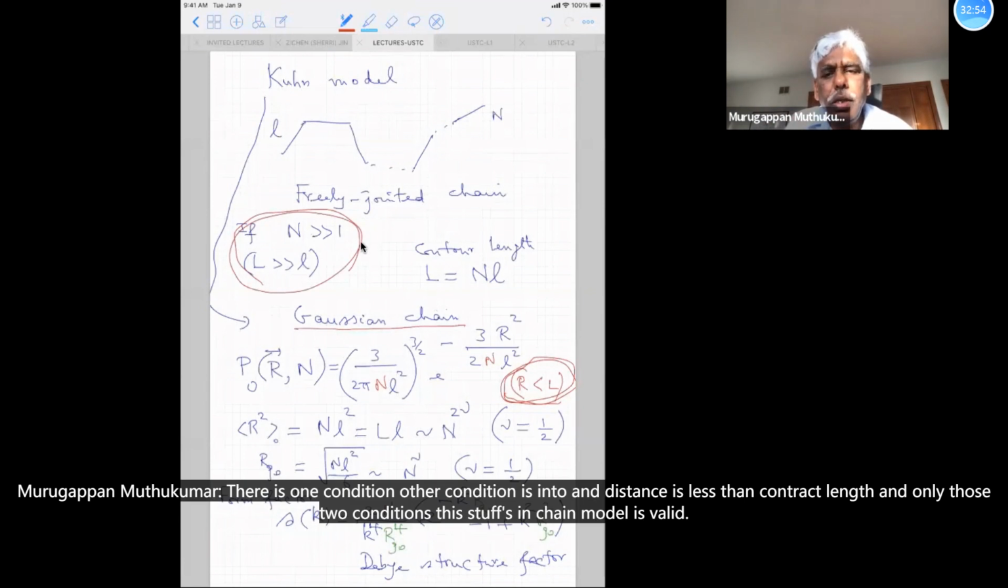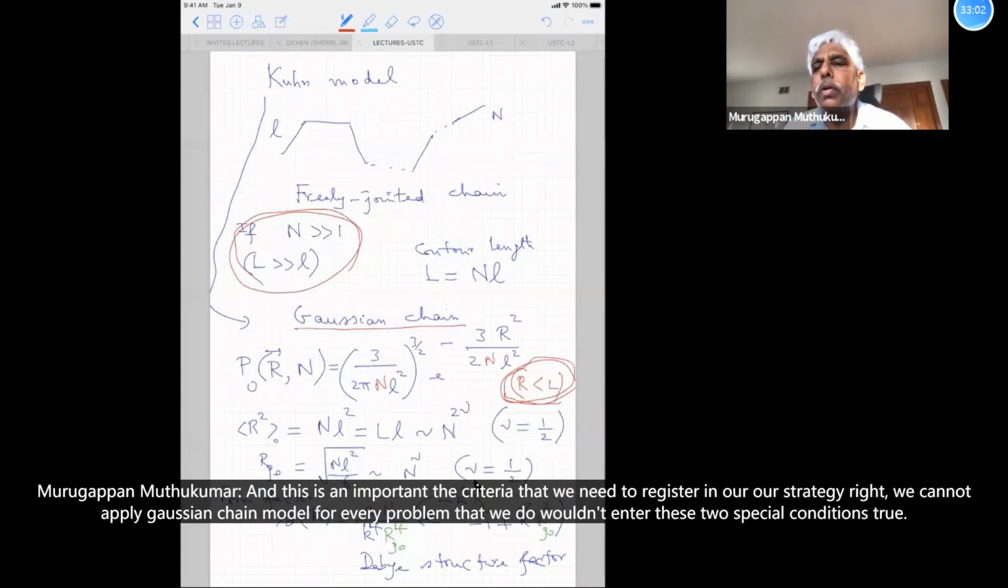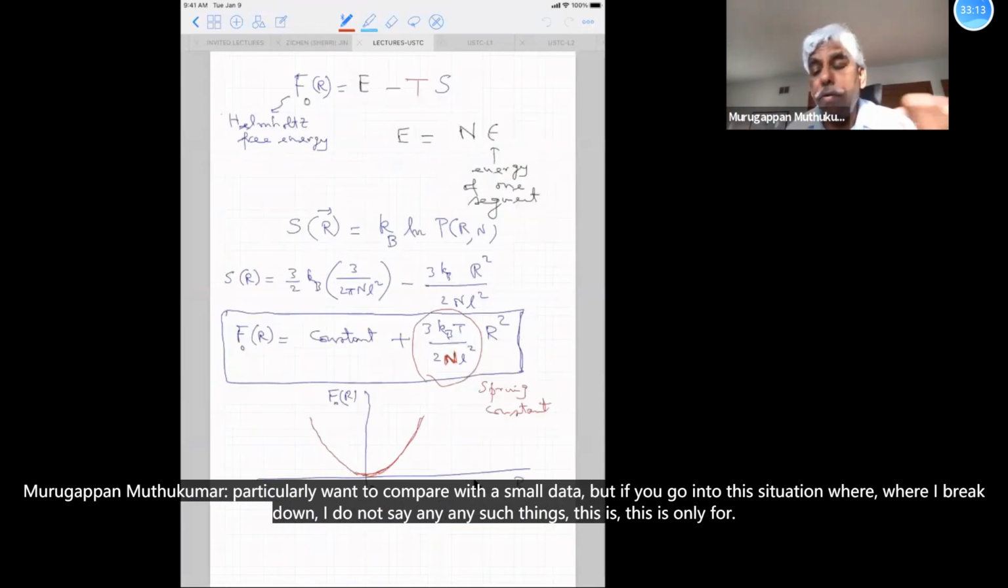That is one condition. The other condition is that the end-to-end distance is less than the contour length. Only under those two conditions is this Gaussian chain model valid. And this is an important criterion that we need to register in our strategy, right? We cannot apply the Gaussian chain model for every problem that we do. Only under these two special conditions is that true, particularly if you want to compare with external data.